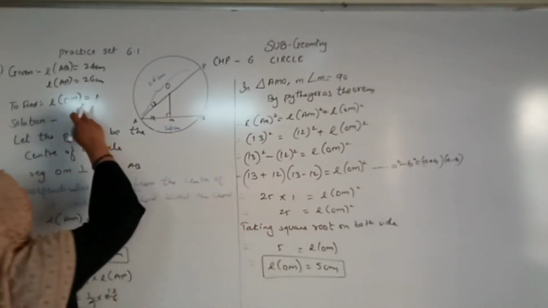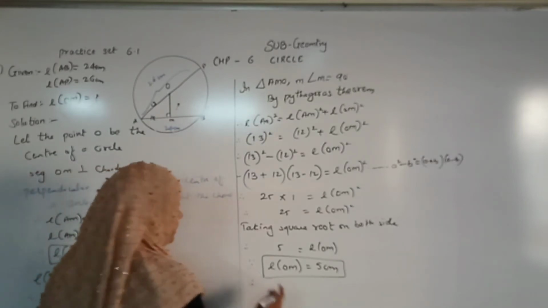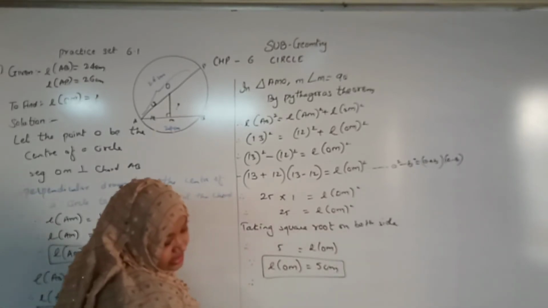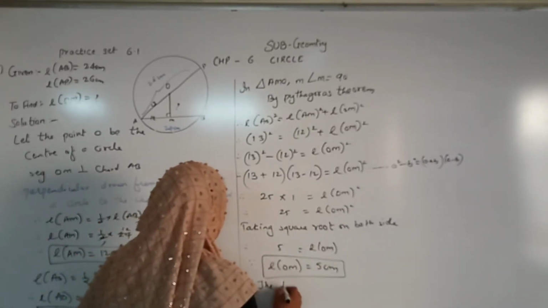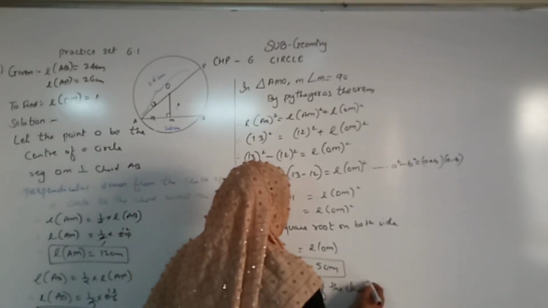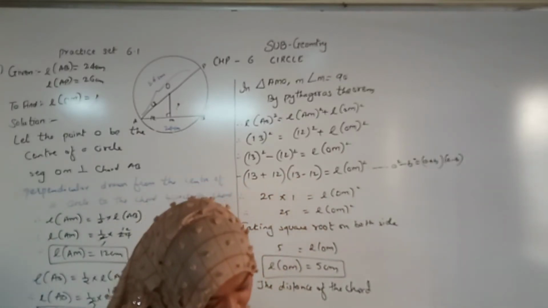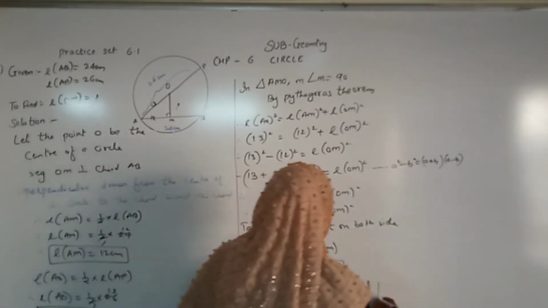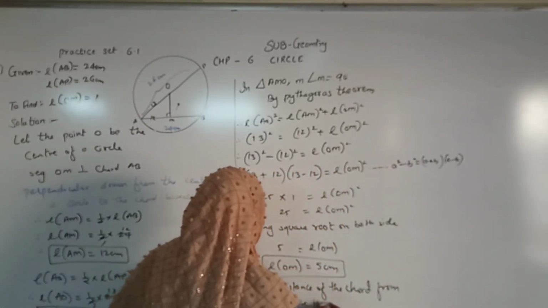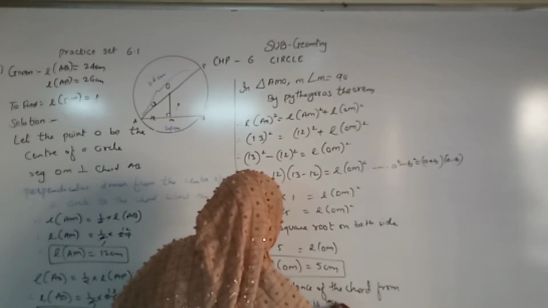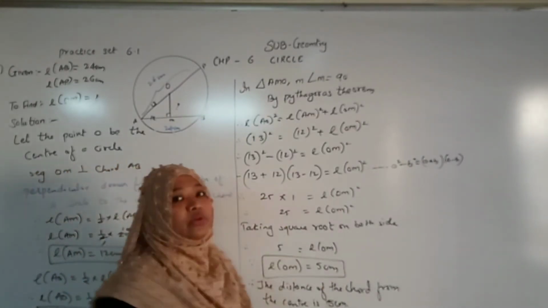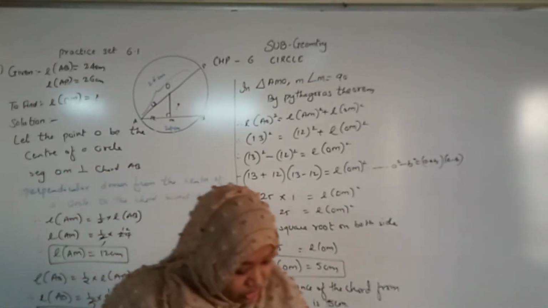In the question we have to find OM, but as the textbook asked, we have to find the distance of the chord. You should write the statement: distance of the chord from the center is how many centimeter? 5 centimeter. Understood? So that is our question. Do it fast. We will go for the next question.